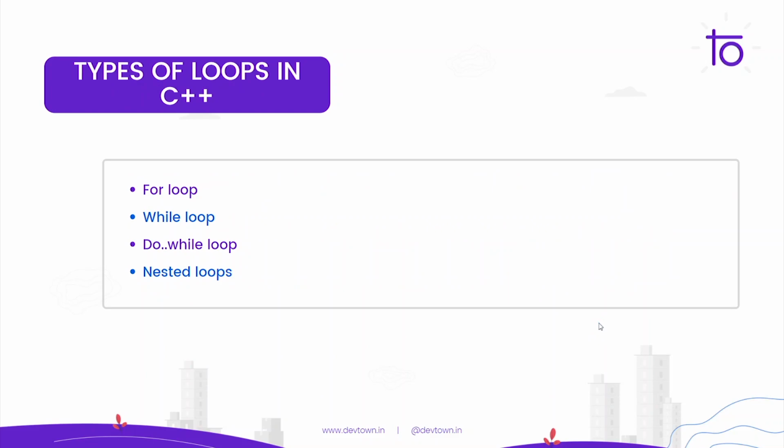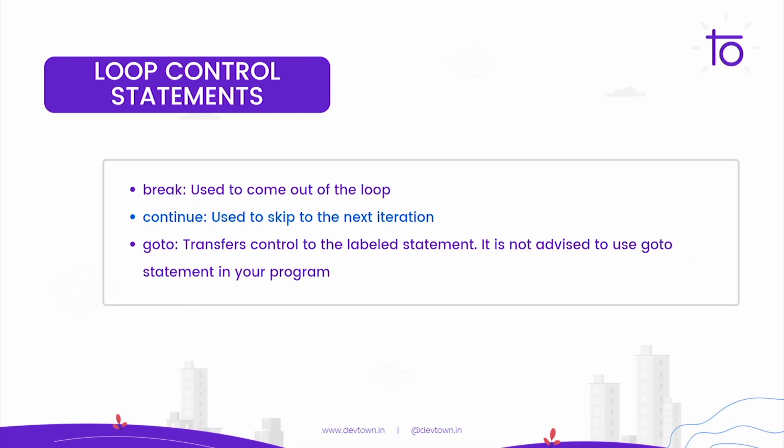The different types of loops in C++ are for loop, while loop, do while loop, and nested loops. The different loop control statements are break, continue, and goto. The break statement is used to come out of the loop entirely. The continue statement is used to skip to the next iteration of the loop.